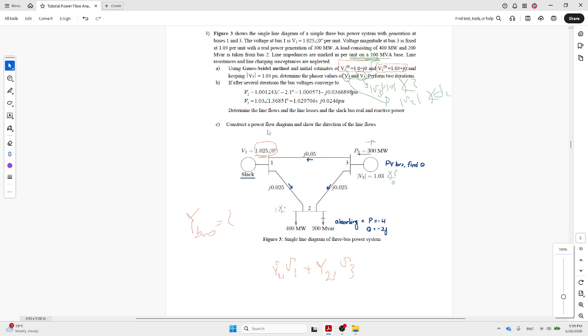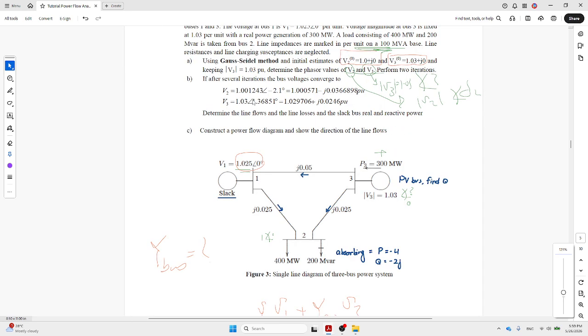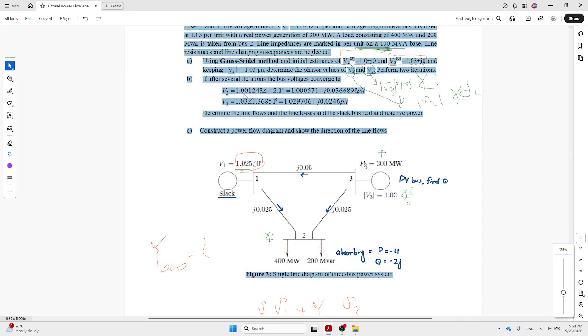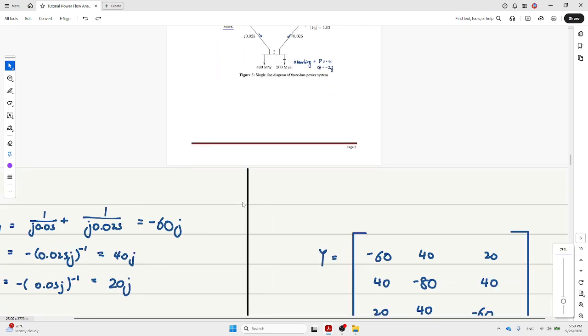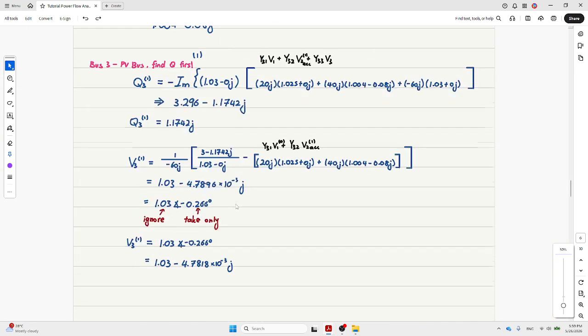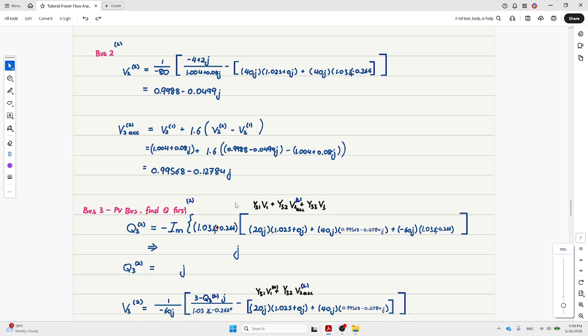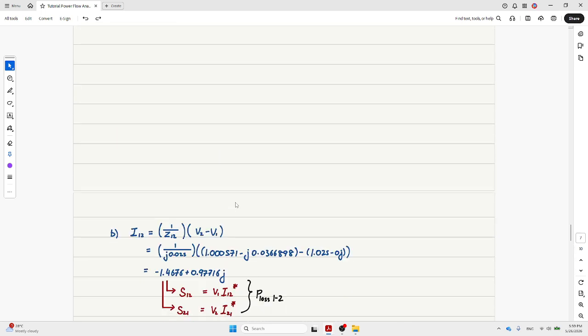Let's jump to part B. It said, let me first clean up here. Part B said, if after several iterations the bus voltages converge to this value, V2 become this one and V3 become this one, determine the line flow. So, okay, how we should do that one? We should consider S12, S21, S13, S23.